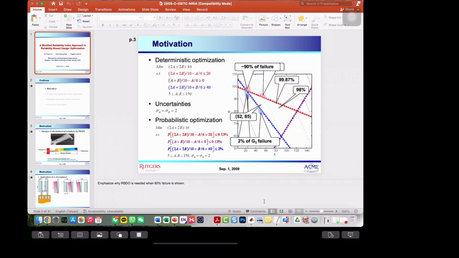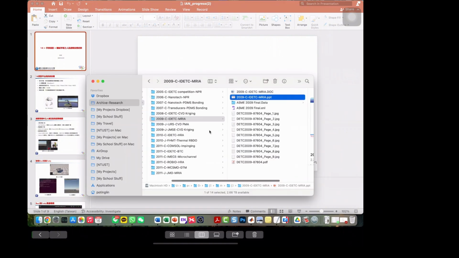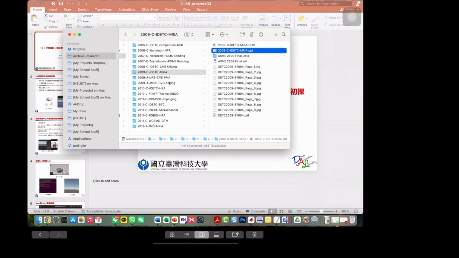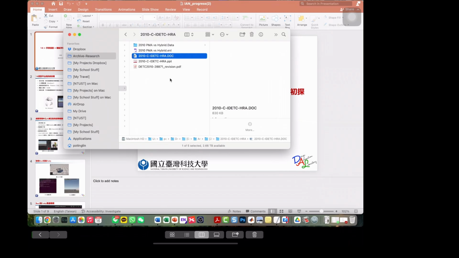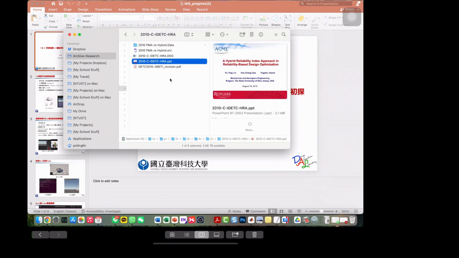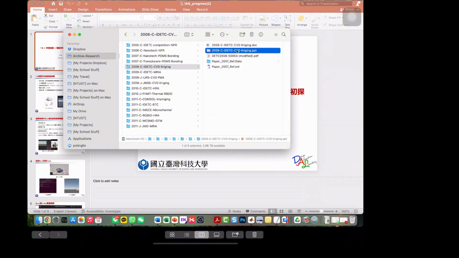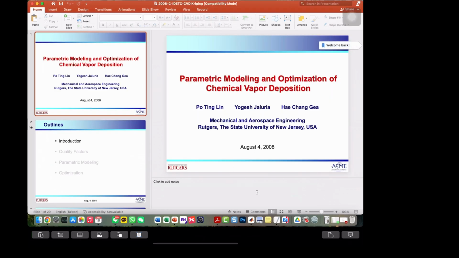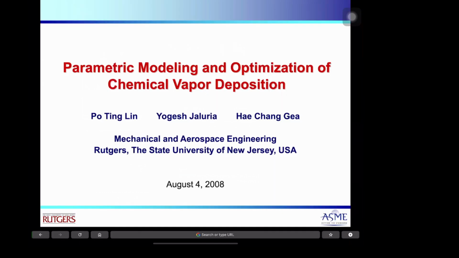I have another example. It's a CVD micro fabrication problem. Here's another example. It was a semiconductor microfabrication process called chemical vapor deposition.